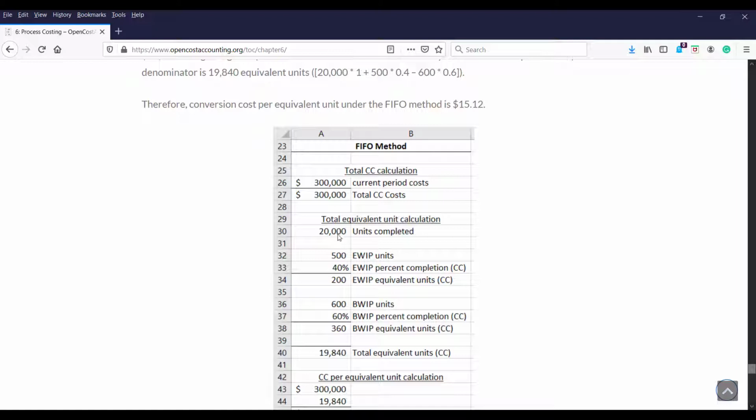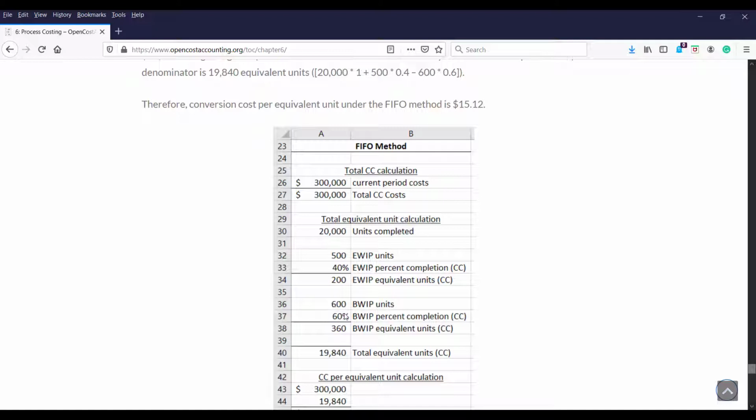That 20,000 includes 600 units that we did only 2/5 of the work on. So we need to factor that in for FIFO. Otherwise, our denominator is implicitly saying that we should be including the cost of that work from last period. We're not going to in FIFO. So we want the denominator to accurately omit last period's work.